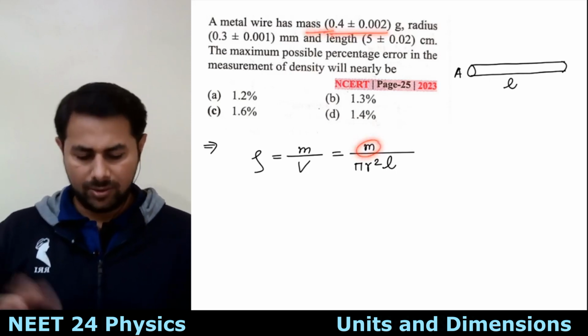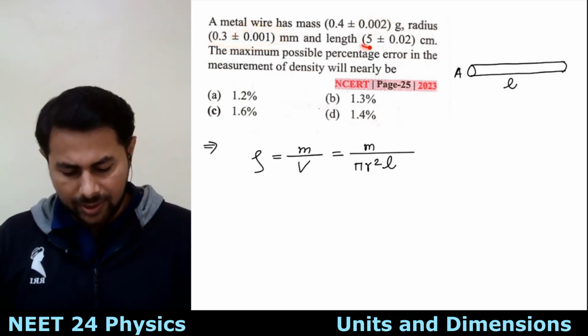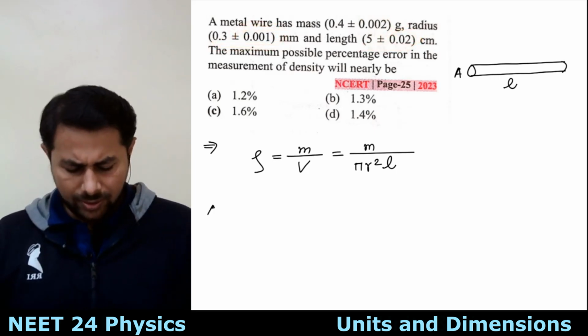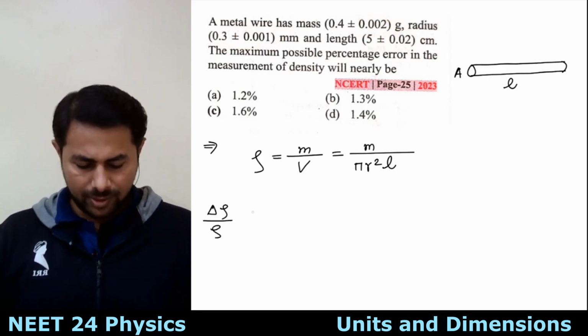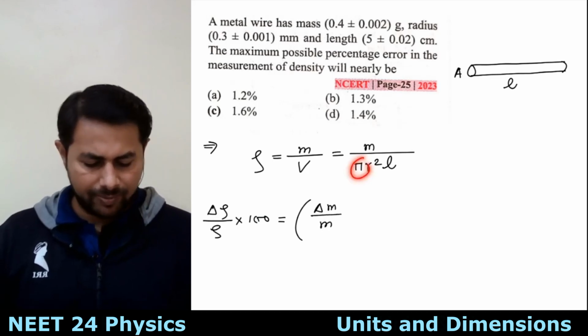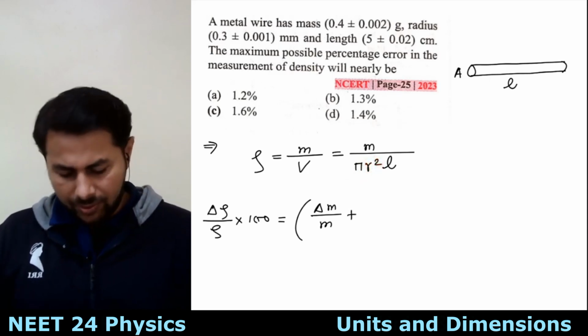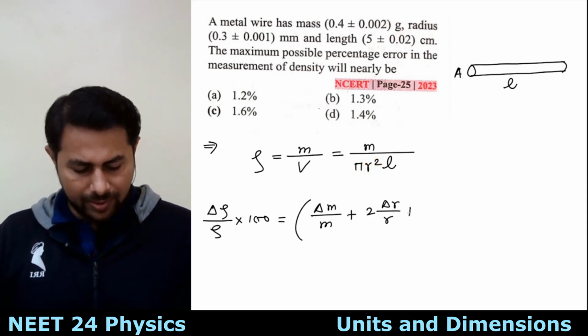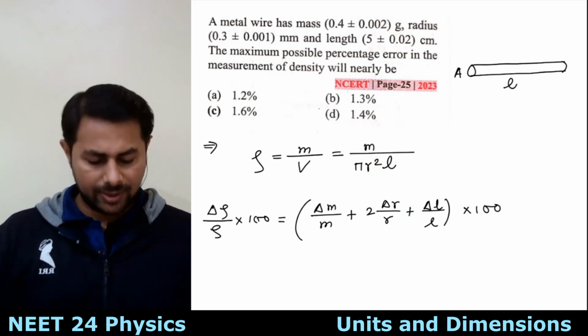Reading of mass is given with plus minus possible error. Reading of the radius is also given, reading of the length is also given. So just use this formula, delta rho by rho will be equal to what? Or we want percentage, no? So let's multiply by 100. It will be equal to delta m divided by m, pi is a constant, plus it is r raised to 2. So let's take 2 times of delta r by r, plus you have delta L by L, and then you will multiply this thing by 100 because you want to find out percentage error.